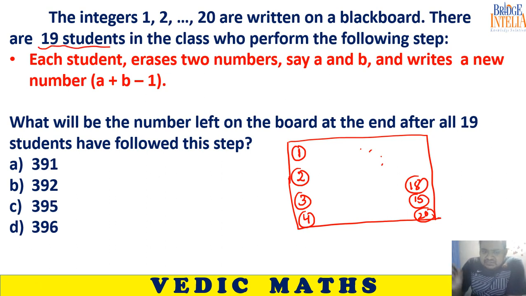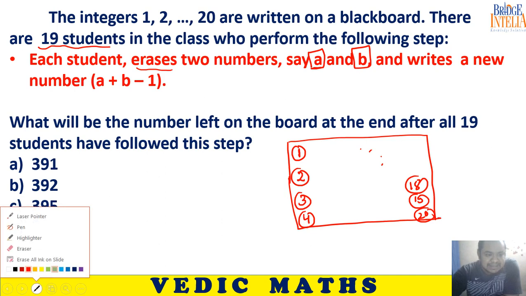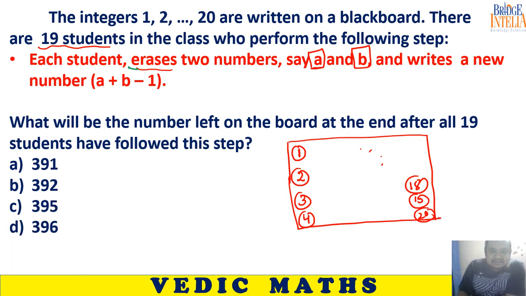So each student goes on the blackboard and does something. Now what does each student do? Erases two numbers, say A and B. So each student selects two numbers from the blackboard and erases them. That means deletes them, or rub those two numbers completely, erases them, and writes a new number. Writes a new number which is equal to A plus B minus 1.